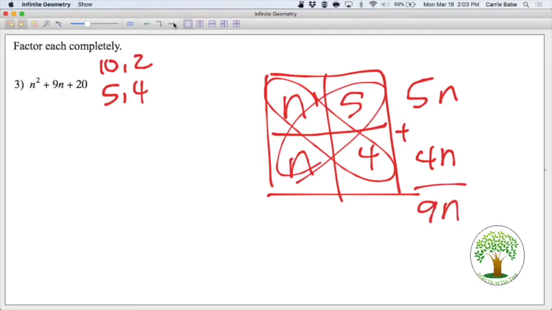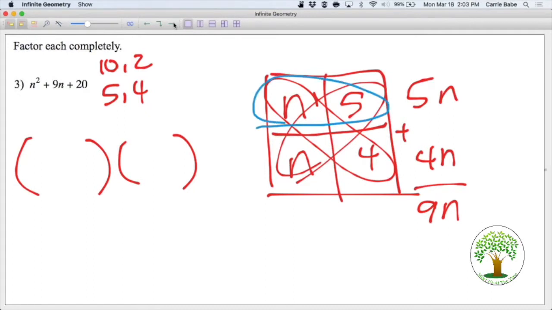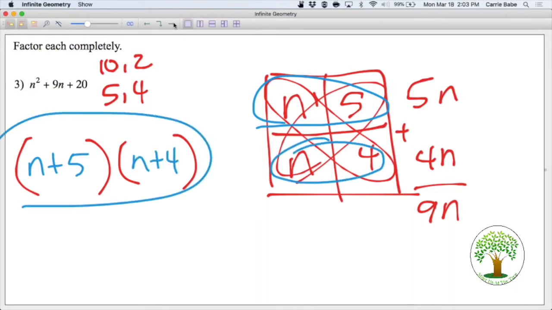All right. So what's my answer? N plus 4. Yes, I'm going to do it in blue. It's the sideways, n plus 5. You can do n plus 4 first if you wanted to. N plus 5 and n plus 4. If you multiply that together, it will equal n squared plus 9n plus 20.